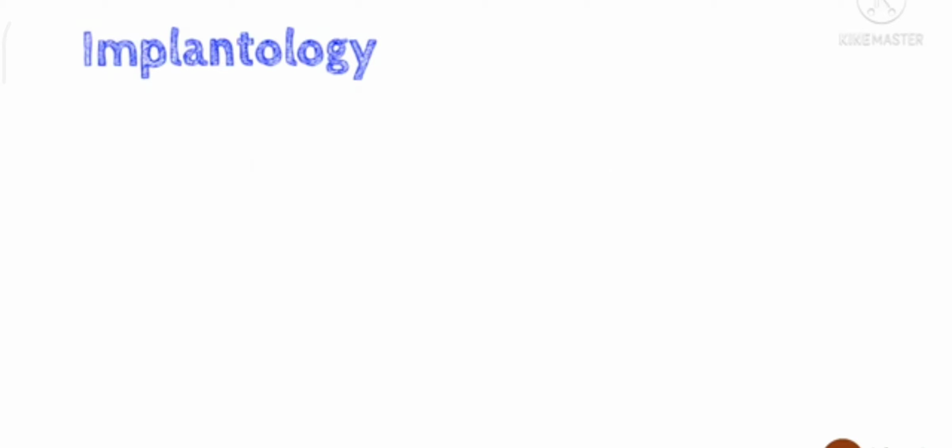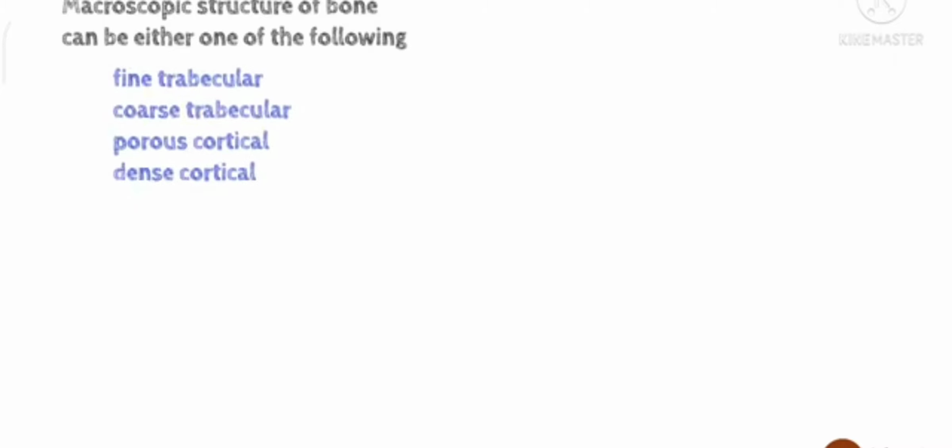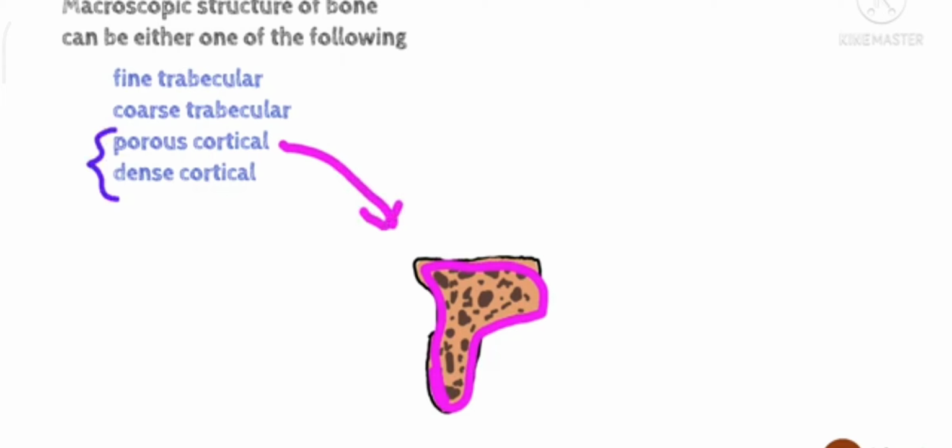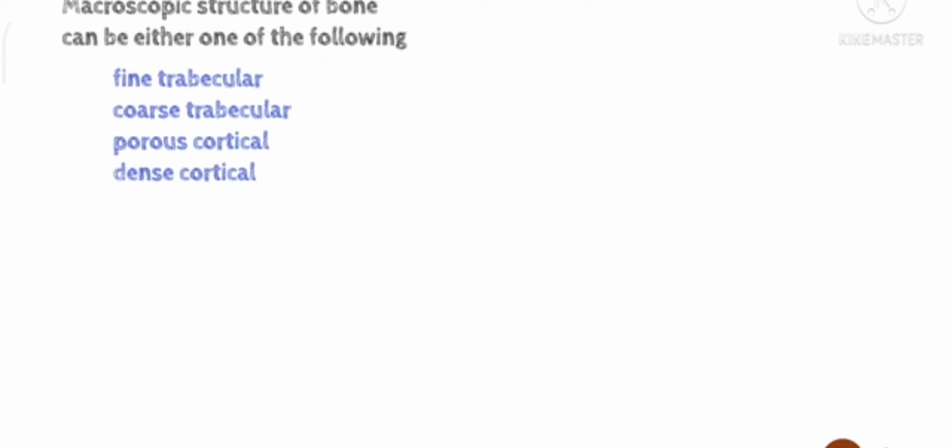Before starting with the classification, let us see four basic terms which describe the macroscopic structure of bone: fine trabecular, coarse trabecular, porous cortical and dense cortical. The trabecular term denotes the cancellous bone. It could be either fine or coarse, and the cortical bone is the outer cortex, which could be either porous or dense.